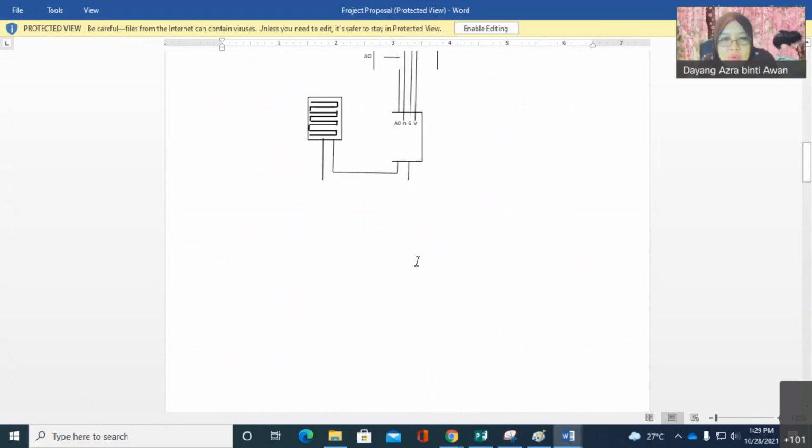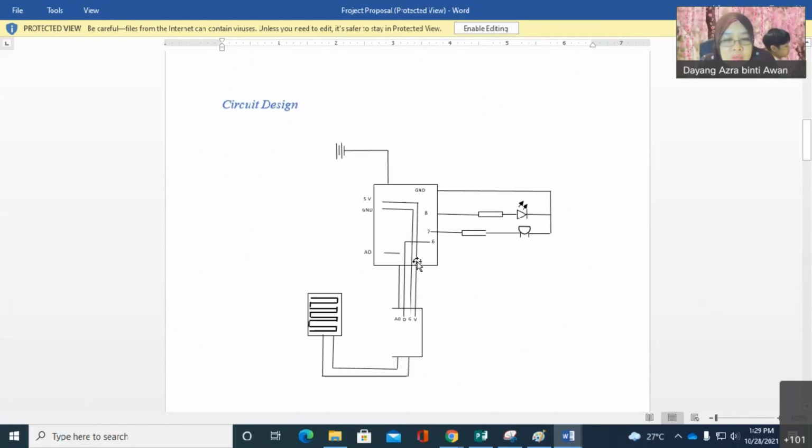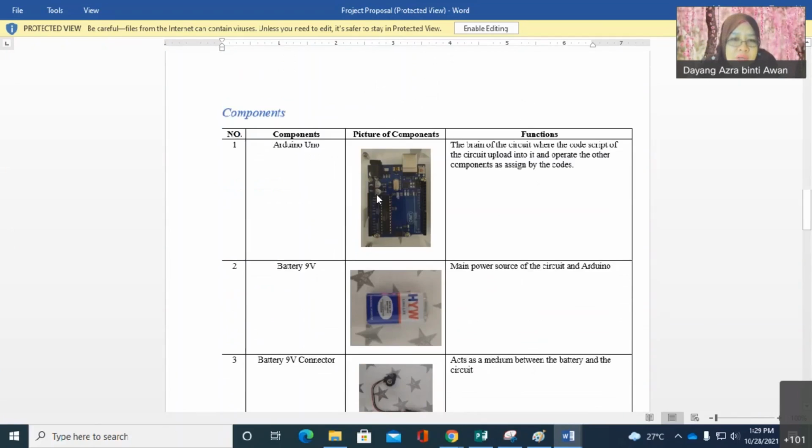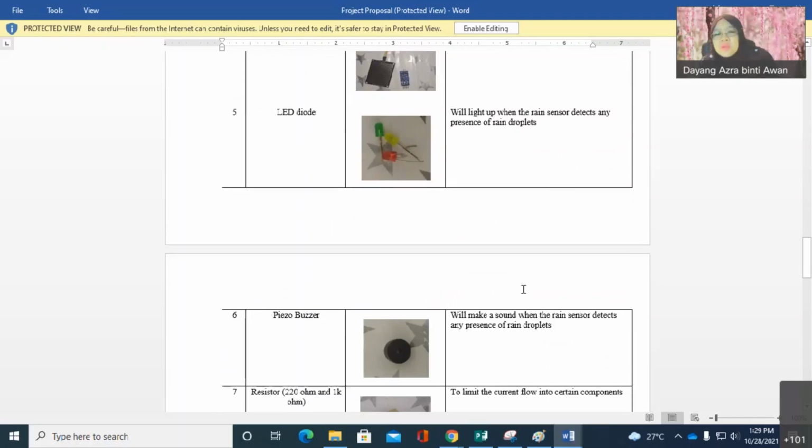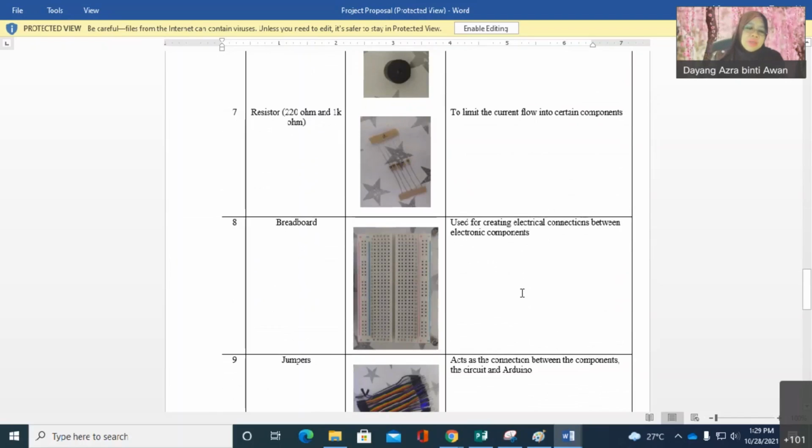No one has made a range sensor yet. Okay, you have the circuit diagram. No need to put the values, just say this one is Arduino or what. That's Arduino. Make sure you have the values. Okay, this one is okay.